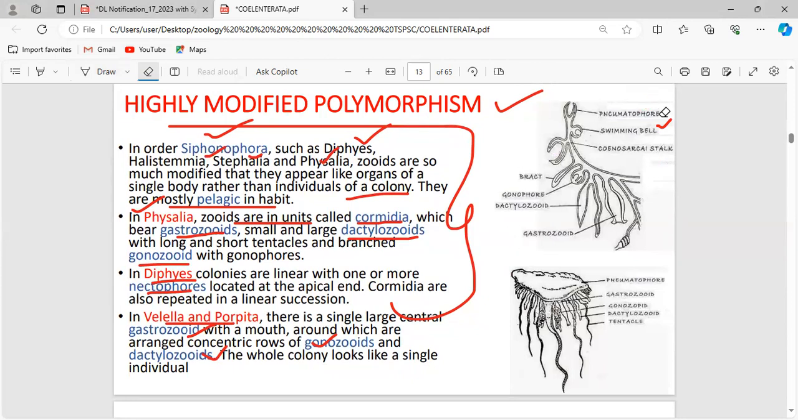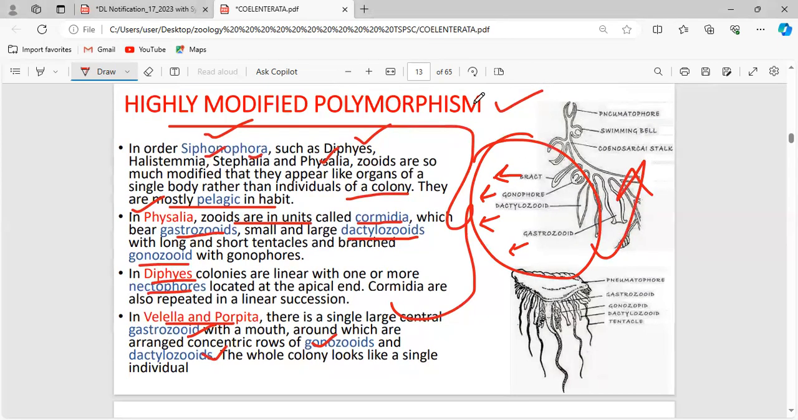They exhibit different types of individuals, and this bract is destined to do a certain function. This gonophore has a different function. Dactylozoid has a different function. Gastrozoid has a different function. But all these structures are placed in the same organism, the same colony. That is why it is said to be polymorphism. Okay, fine.